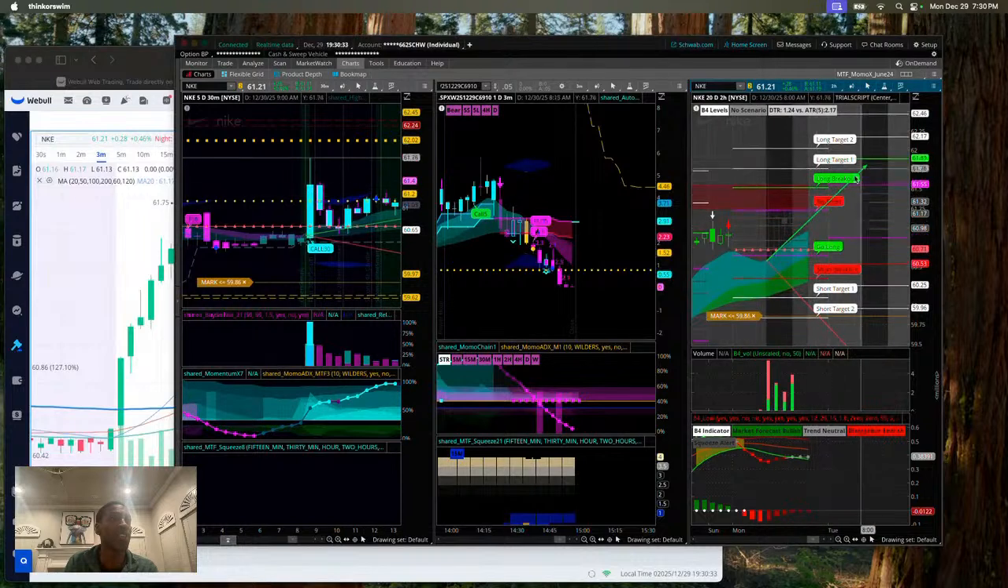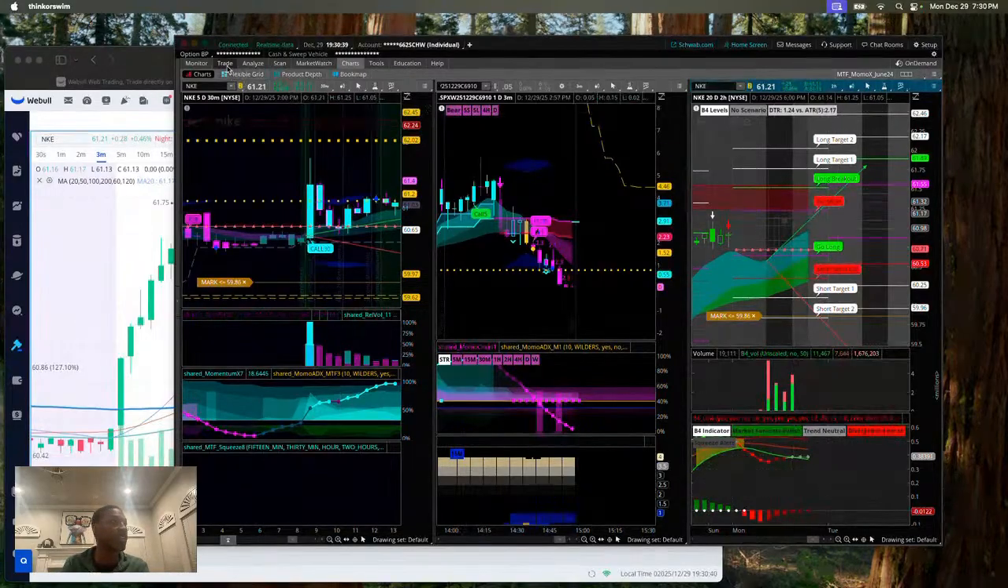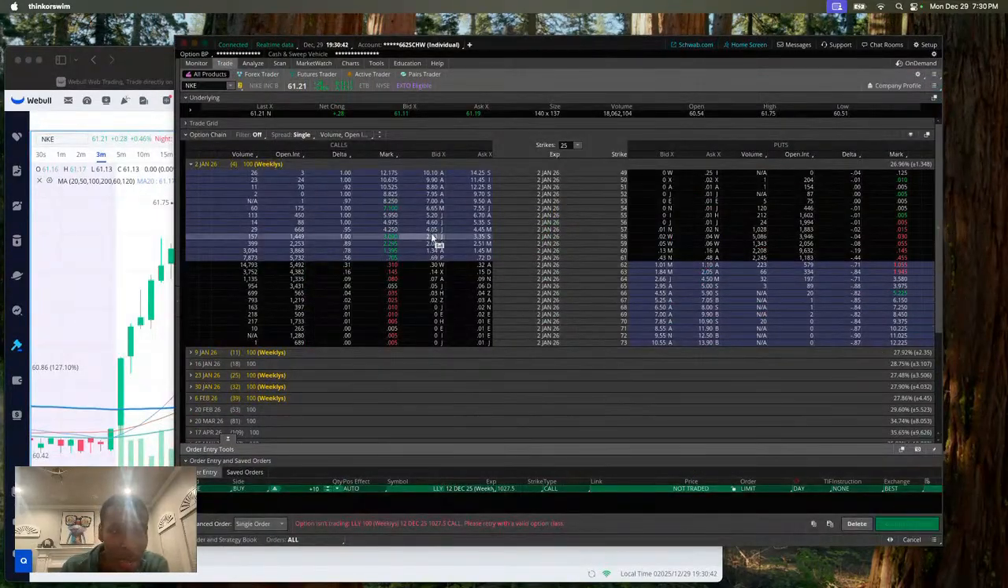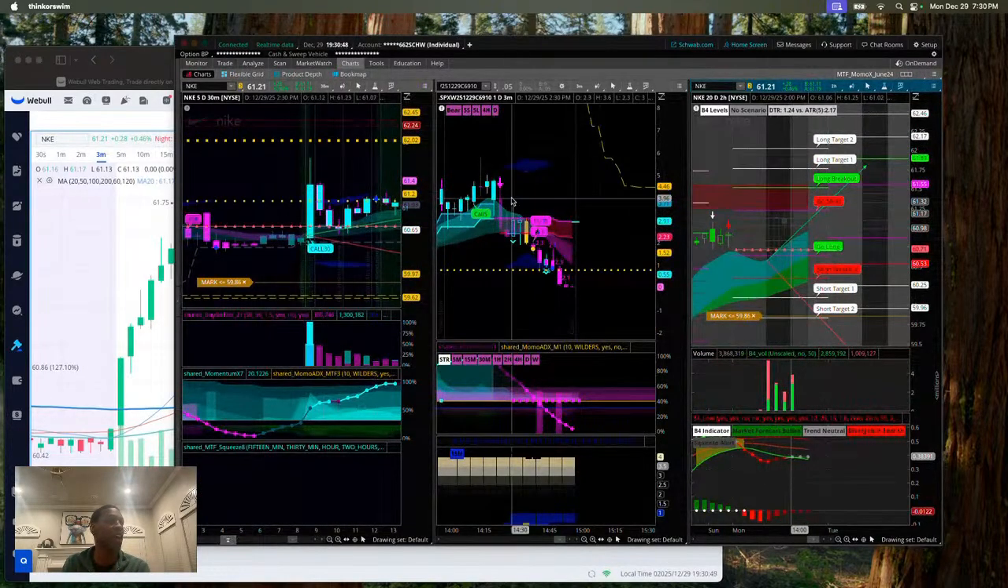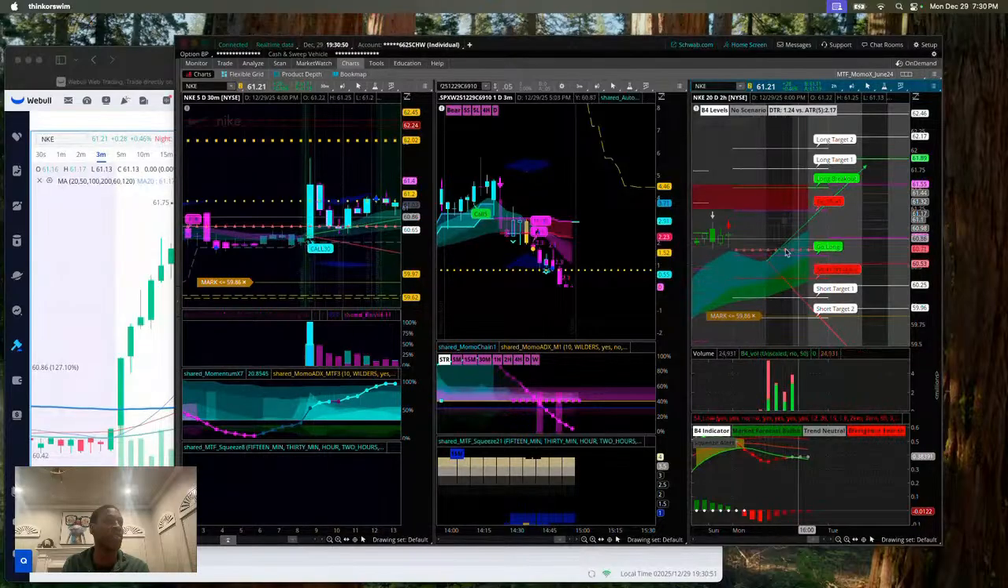Right here, you see how it's ready for tomorrow. So we could potentially go up here, potentially go down here, but this expected move is for the week because the options, you can see, expire January 2nd. All right, so that is how I find where the expected move is, right?